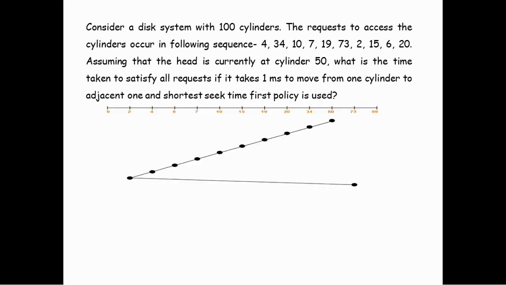This is the representation. Let me explain. Initially, the head is at position 50. In SSTF, the closest request to the initial head position is 34 and not 73, because if we compute the difference between 73 and 50, we get the value as 23. But if we compute the difference between 34 and 50, we get the value as 16.